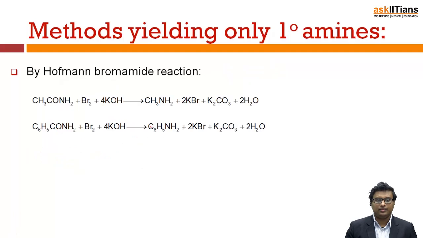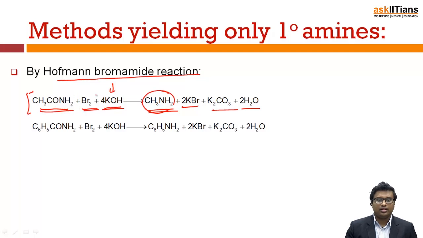Hofmann bromamide reaction. So you have an amide. This is again an important technique for preparation of amines. What happens is that you have an amide, and in the presence of bromine and a basic solution of potassium hydroxide, you will get an amine, and not only that, KBr, K2CO3 and 2H2O. What is very important in this whole process is that there is loss of 1 carbon. Here you have 2 carbons, here you have 1 carbon. That means it's a step down process. You can do the same thing with an aryl amide: the aryl amide is converted into C6H5NH2. Here also there is loss of 1 carbon, so 1 carbon is removed in the whole process.